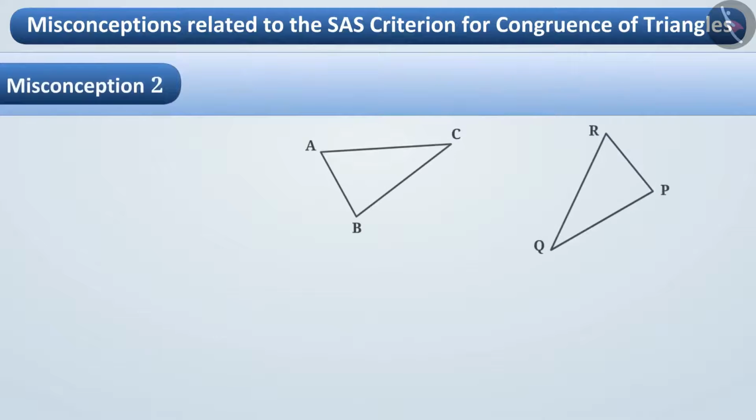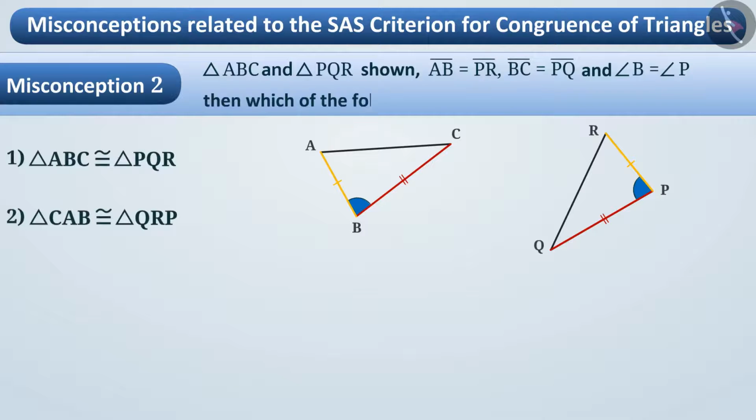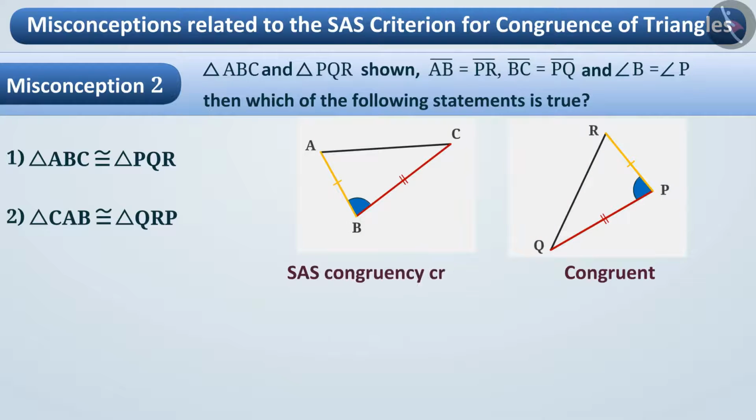Misconception 2. In the triangle ABC and triangle PQR shown, AB is equal to PR, BC is equal to PQ, and angle B is equal to angle P. Then which of the following statements is true? Children see that the two triangles have corresponding sides and the angle between them equal. So they think that the given triangle is congruent with the SAS congruency criteria. But they don't correctly name the triangles as per the criteria of congruency.